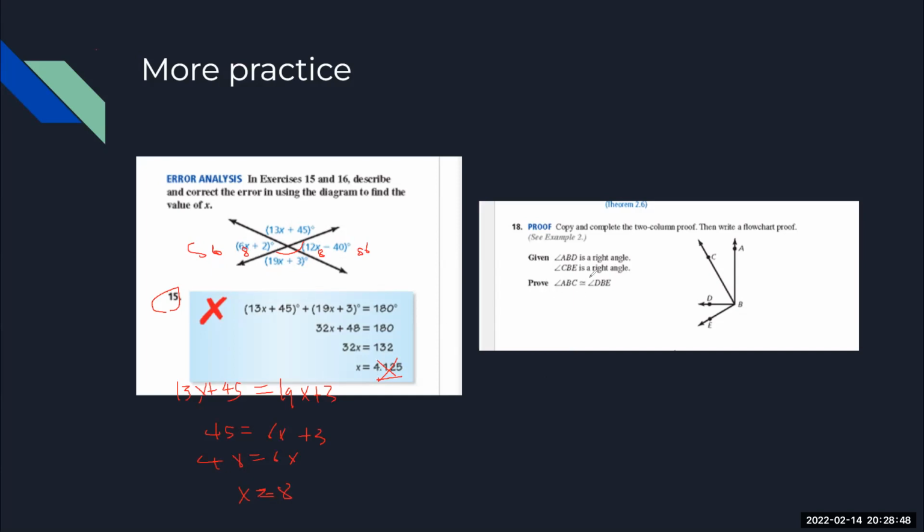And then for the last one, number 18, proof. Copy and complete the two-column proof, then write a flowchart. I'm not really going to do a flowchart because that takes a lot of effort. I'll just simply explain. So for the given, you know that angle ABD is a right angle. So this here is a right angle. And it also says angle CBE is also 90 degrees.